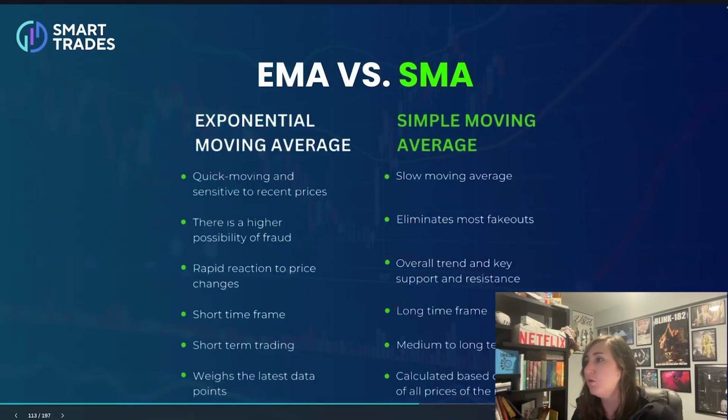The EMA weighs the latest data points more heavily in the average. For instance, the 200 EMA would be the 200-day period moving average, the 100 EMA would be the 100-day period moving average, and the 10 EMA, whatever you're playing with, would be the 10-day moving average, and so on. But the SMA is calculated based on the average of all prices of the recent period. So this is more simple: the simple moving average versus the exponential moving average.